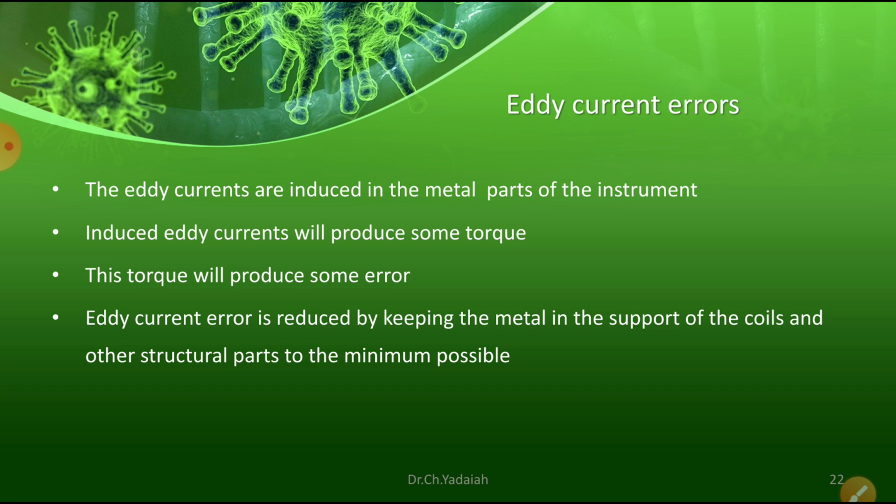So that's why, as far as possible, use minimum metallic parts in a dynamometer wattmeter to reduce the eddy current losses. This is the meaning. Use fewer metal parts in instruments, and if you want to use them, make them laminations to reduce the eddy current effects.